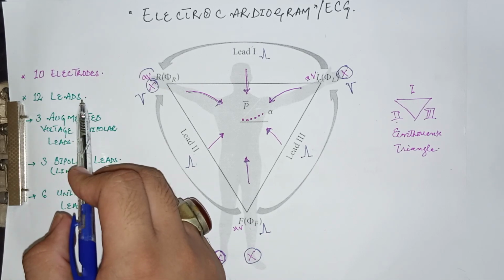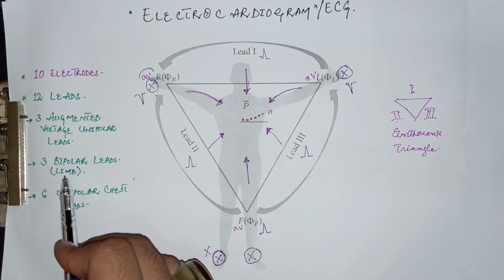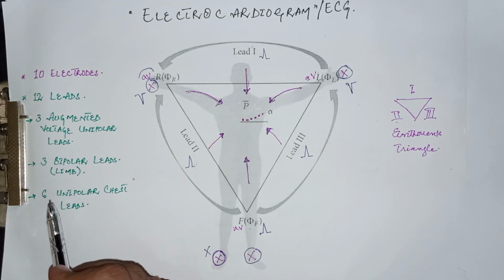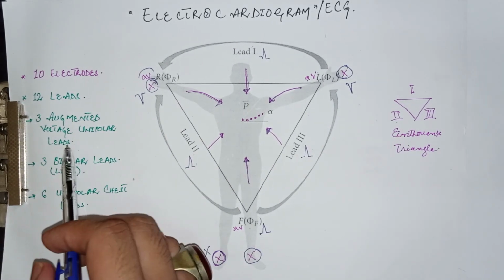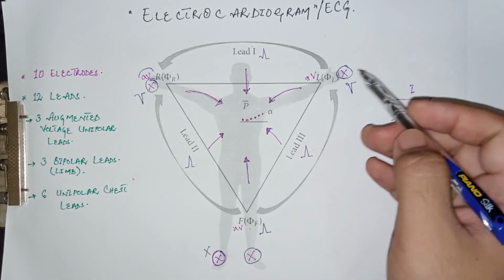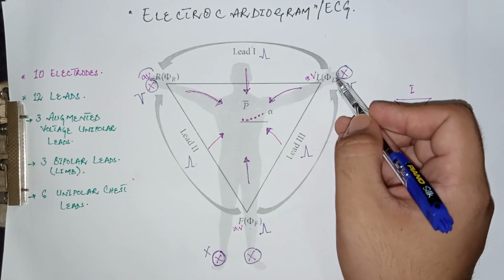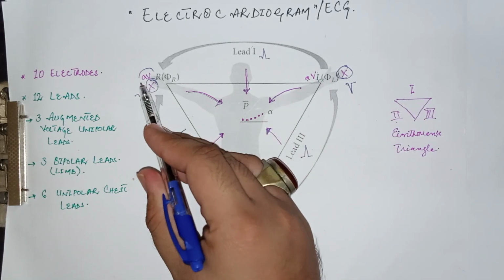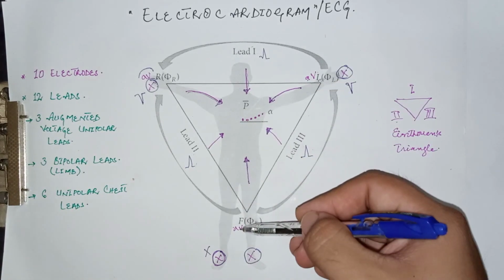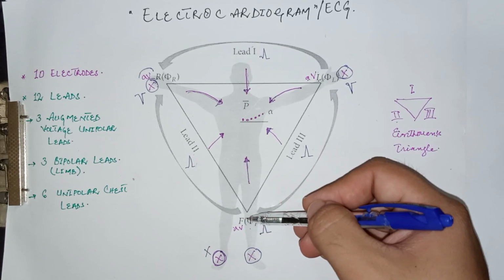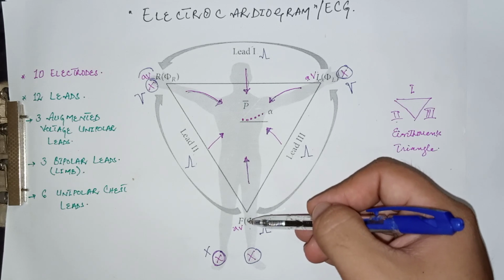So these 12 leads of the ECG consist of three augmented voltage unipolar leads, three bipolar limb leads, and six unipolar chest leads. Now come to the three augmented voltage unipolar leads. AVL is the augmented voltage lead on the left upper arm, AVR is the augmented voltage lead on the right upper arm, and AVF is the augmented voltage lead on the foot, that is the left leg or the left foot. So these three are augmented voltage unipolar leads.